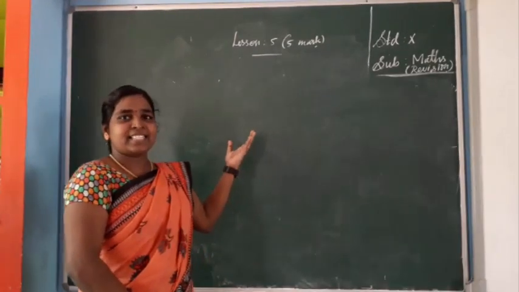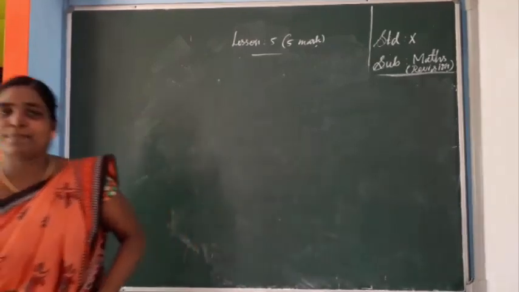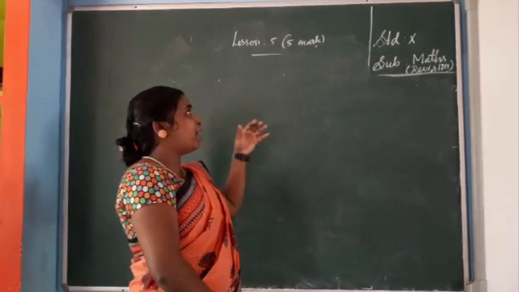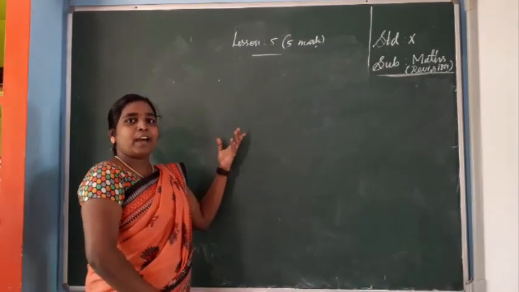Okay. So lesson 5 is easy concepts. You have already revised many times. So first we can revise some formulas. We can recall some formulas from this concept. So what are the formulas here?